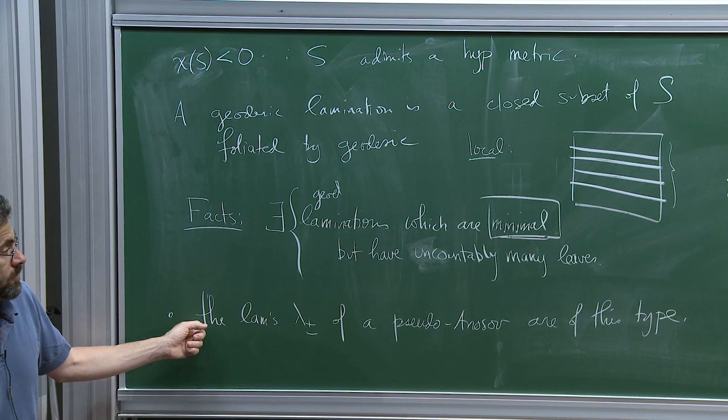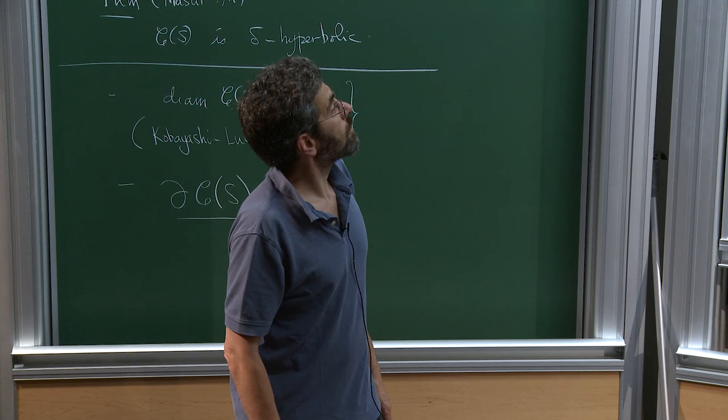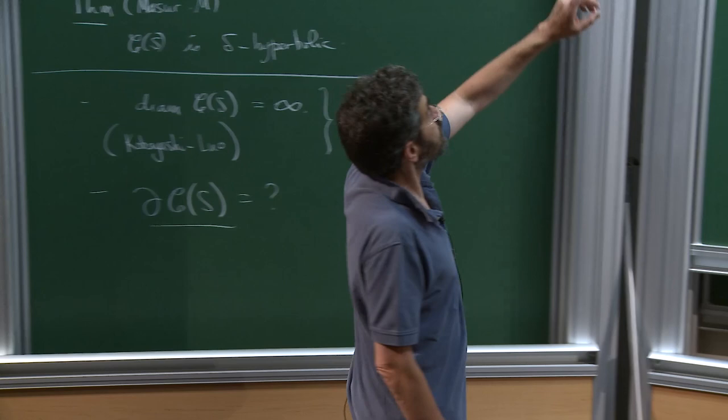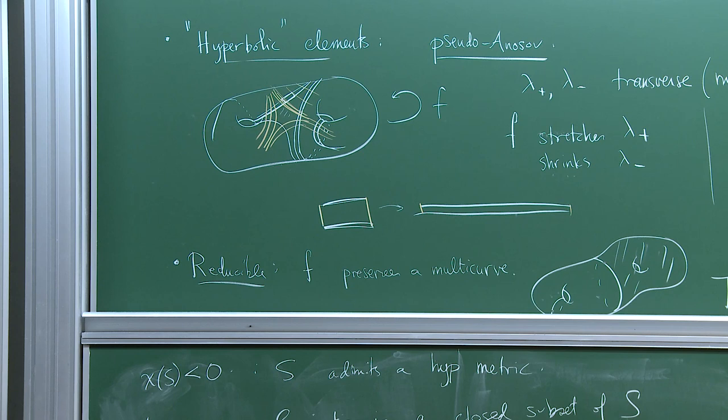It seems from your picture that a pseudo-Anosov would not preserve the leaves of its laminations. Is that right? The definition was that it doesn't preserve individual leaves. It takes leaves to each other. It preserves a set of leaves. The leaves move around. Some leaves are preserved, actually, but there's uncountably many leaves, and most of them are not preserved. They get moved around, yeah.